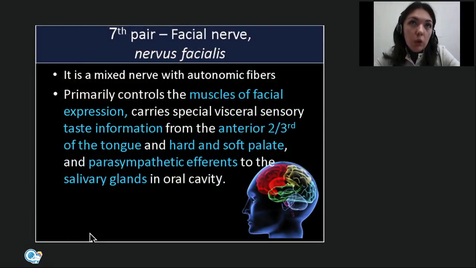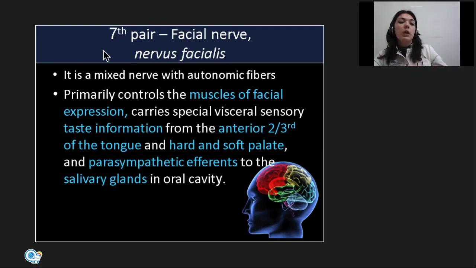And so the motor nuclei of the motor fibers of the mandibular nerve, as we have already said, supply the masticatory muscles and also some of the suprahyoid muscles, such as mylohyoid and geniohyoid, and also the anterior belly of the digastric muscle.